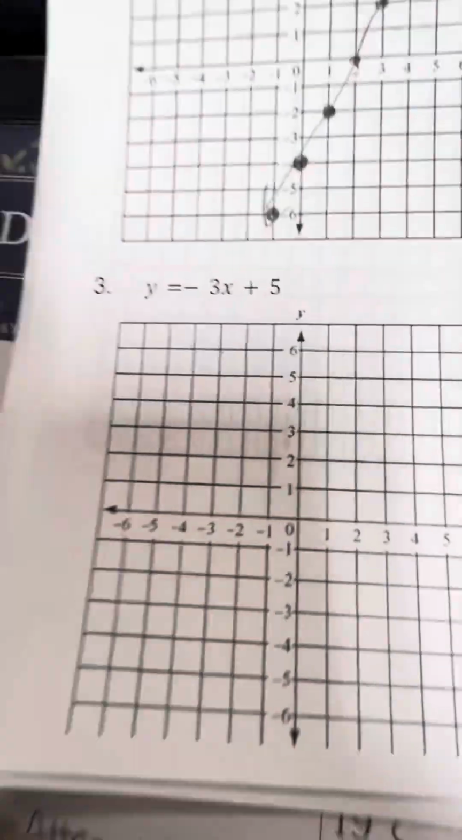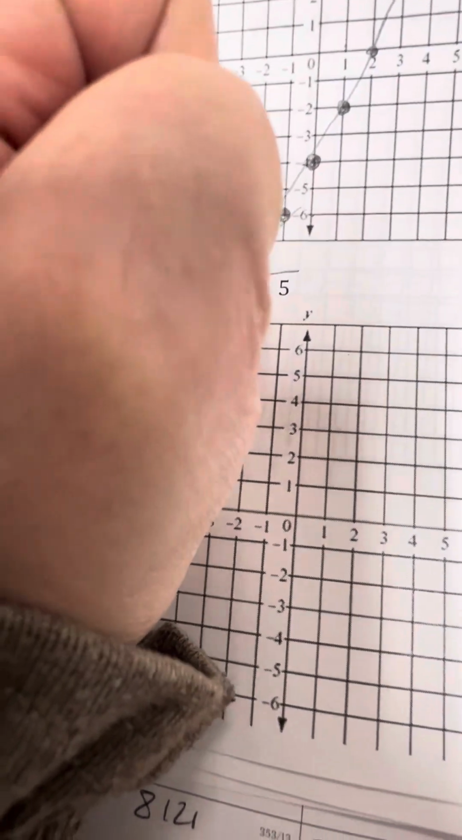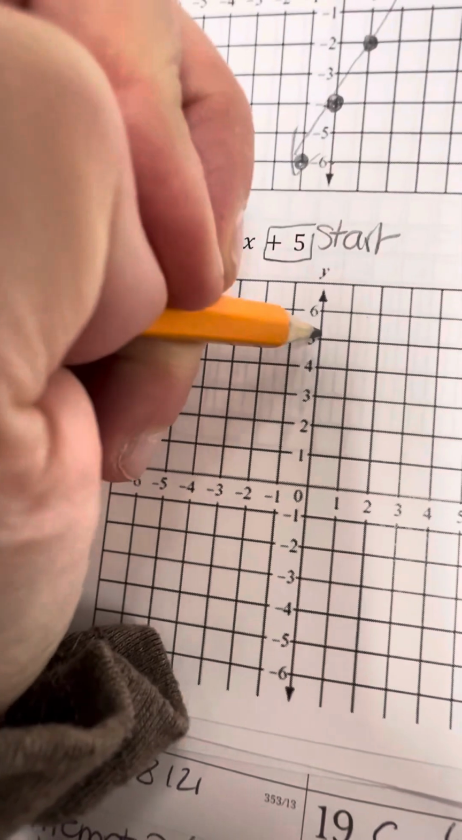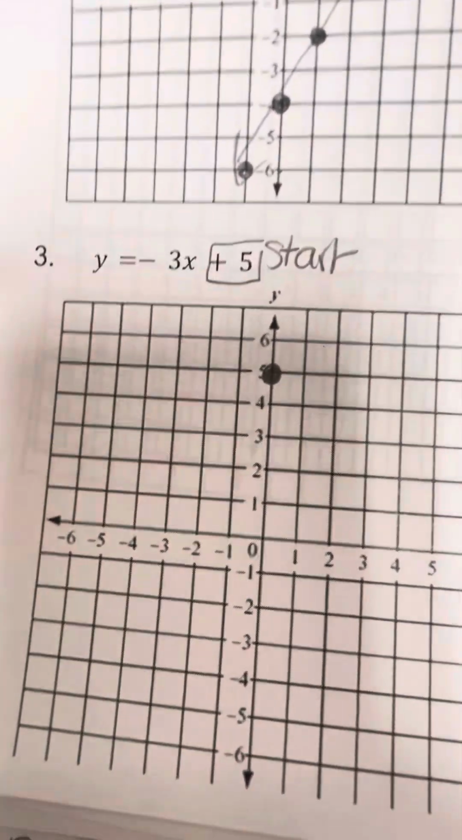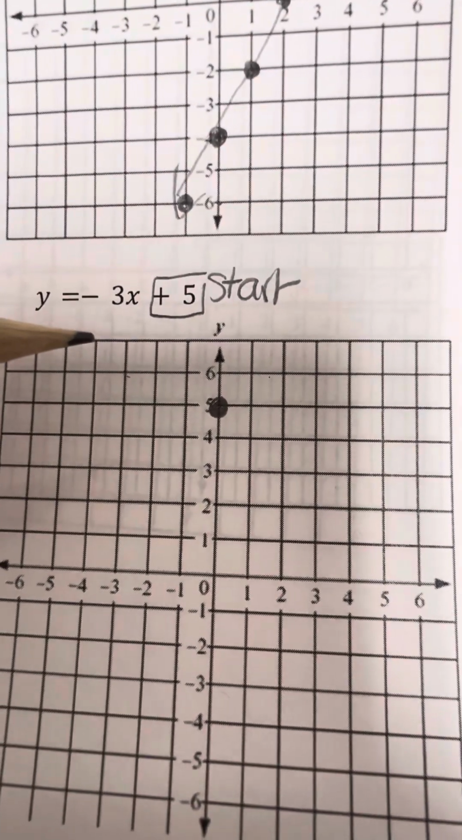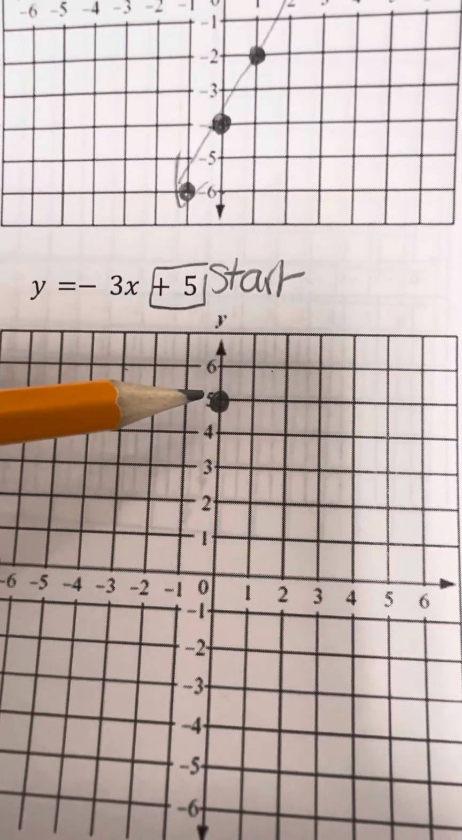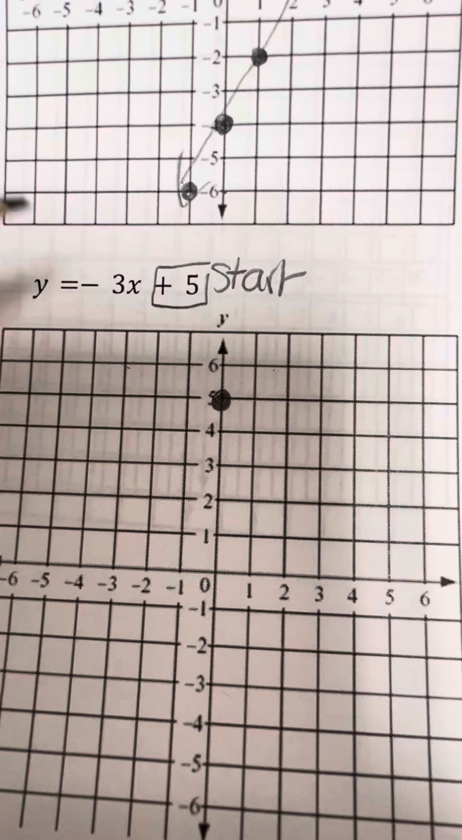So we're going to start with the y-intercept. That's where we always want to start, is right here. So you want to start here at 5. So it's a positive 5, so you want to go up to a positive 5. Now that's one of the two points you need in order to make a graph for a linear equation. You can do more than 2 points, but that's all I need.